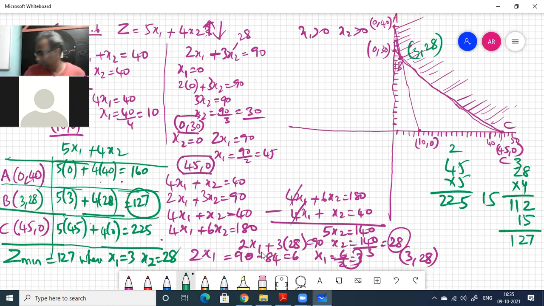Okay, you got that? It's the same thing your textbook is giving, but we are just solving it ourselves. So among 160, 127, 225, 127 is the smallest number. What are the values of x1 and x2 for the smallest number? Values are 3 and 28. So x1 equal to 3, x2 equal to 28. At that time, z is a minimum of 127. Okay, that's all you have to find. So you now know how to do it for maximum and also for minimum.